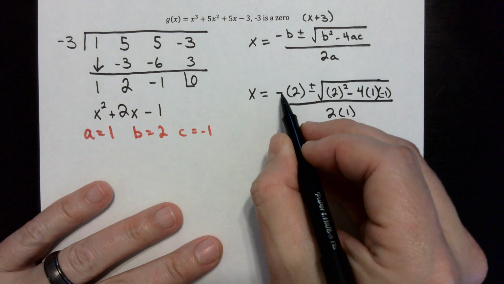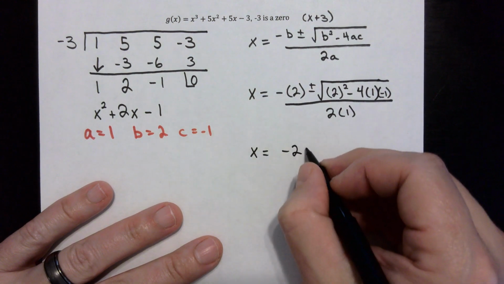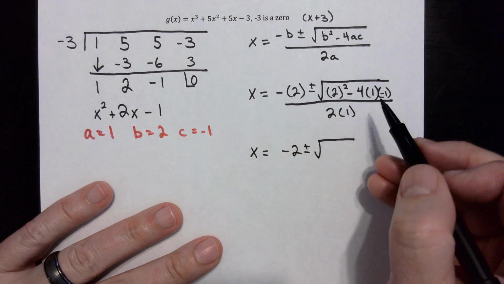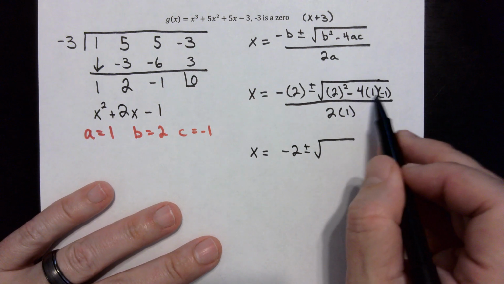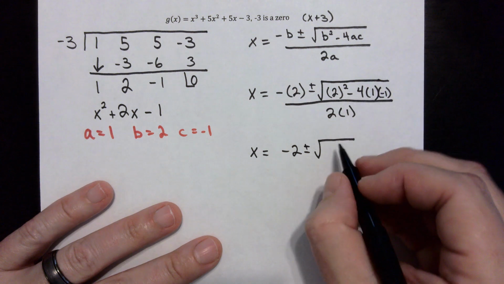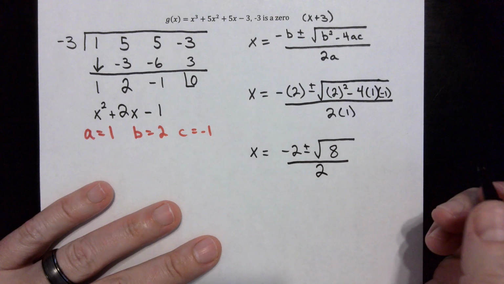So we can bring this negative to this 2 and drop the parentheses. So x is equal to negative 2 plus or minus the square root. This is 4. And if I multiply negative 4 times this stuff, it's also 4. So this is 4, and this will turn into a positive 4. And 4 plus 4 is 8. And on bottom, 2 times 1 is 2.